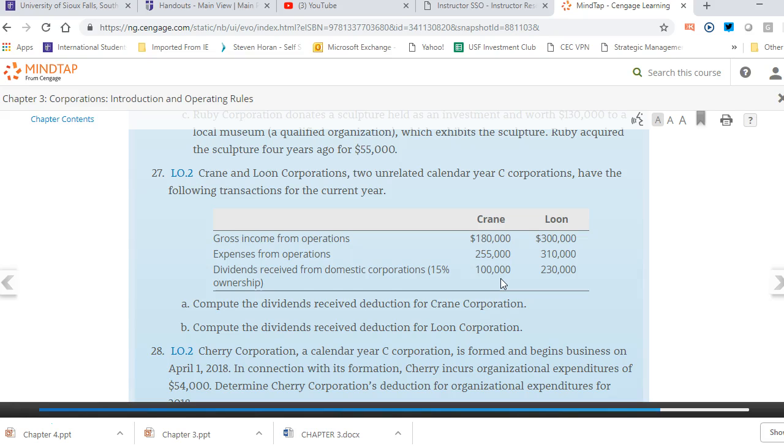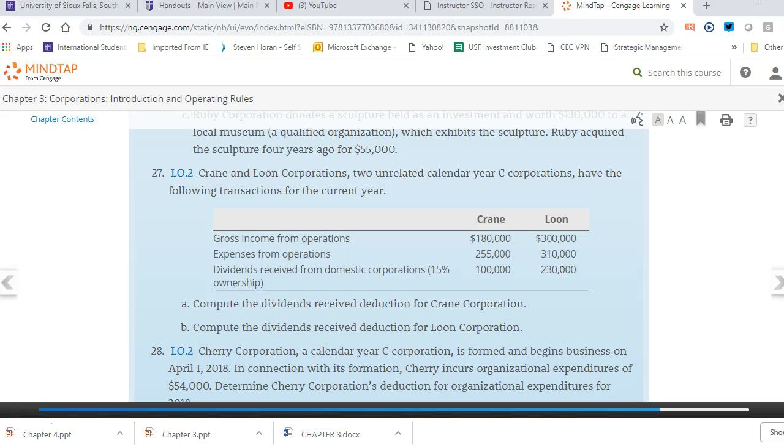Letter B, for Loon Company, take a look here. So income is 300, expenses are 310. So again, they're at a loss. This will be what they call the taxable income limitation. So we compare 50% of this, the 230, which we all know is 115.